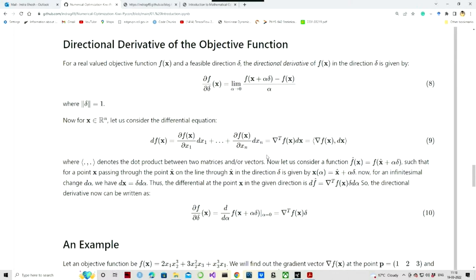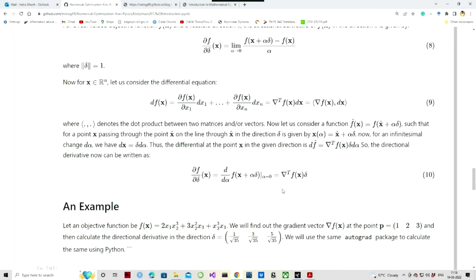So what's that? For a real valued objective function f of x and a feasible direction delta, this is a vector. From high school physics, if you remember, a vector has both magnitude and direction. So that's the concept here. The directional derivative of f of x in this direction delta is given by this formula, where you use the limit and everything, but you don't need to worry about that. The final formula is this, where this T represents the transpose. I actually wrote it down just to show the steps.